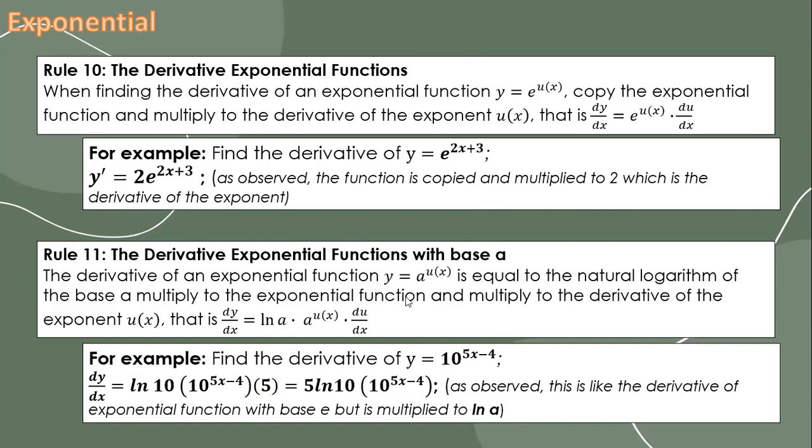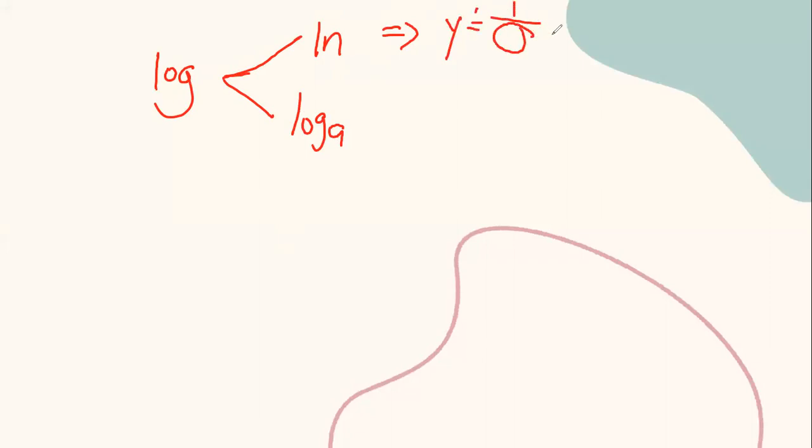Para sa logarithm, kapag ang base natin ay e, pag natural logarithm, okay, so bumababa lang yung ating derivative. So y prime is 1 over, kung ano man yung function, u of x, multiply to the derivative nung ating given na function or yung kasama ni ln.